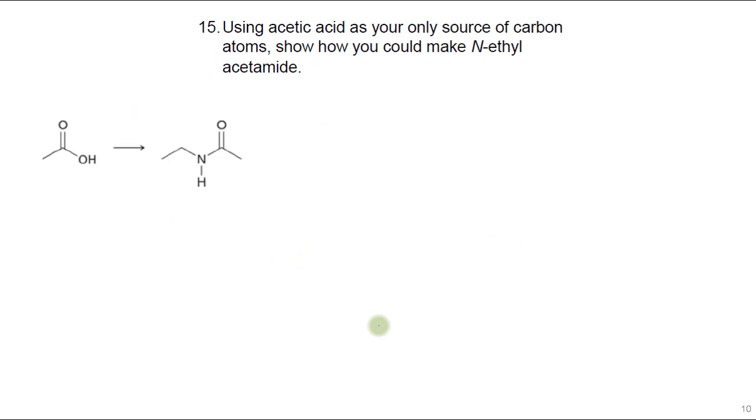Using acetic acid as our only source of carbon, we need to make N-ethyl acetamide. So my strategy for this one is I want to have an amine, and then I can react it with an acid chloride or acetic anhydride in order to add that. I guess I have to use acetic acid, but the acid chloride would be the most logical one here. So I'm going to make the amine first by reacting it with, let's say I'll make the acid chloride, then I can use it again later.